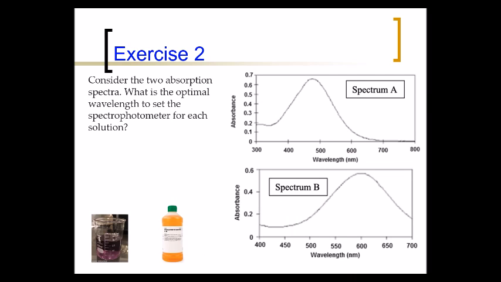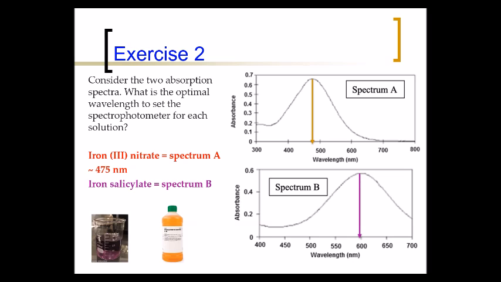We're looking at exercise 2, considering these two absorptions. What is the optimal wavelength? Well, once again, just read the graph. Go from the highest peak down, make your estimate. If I was doing that for this one, I estimated it to be about 475. For the second one here, I couldn't get my arrow to line up exactly in the middle, but I estimated it at 600 for the max, or the most ideal absorption wavelength.